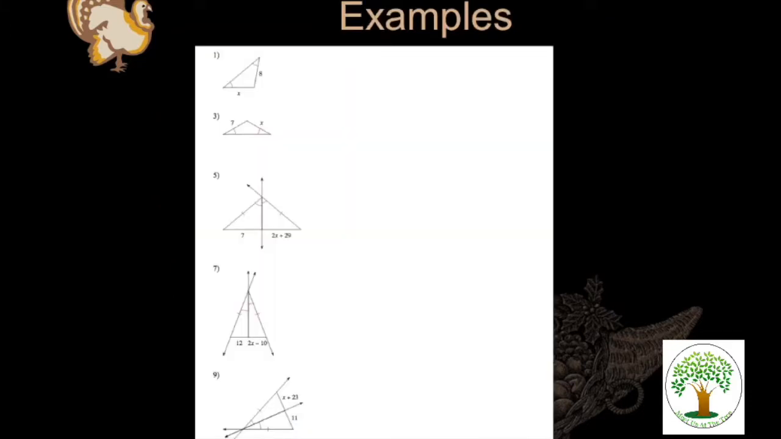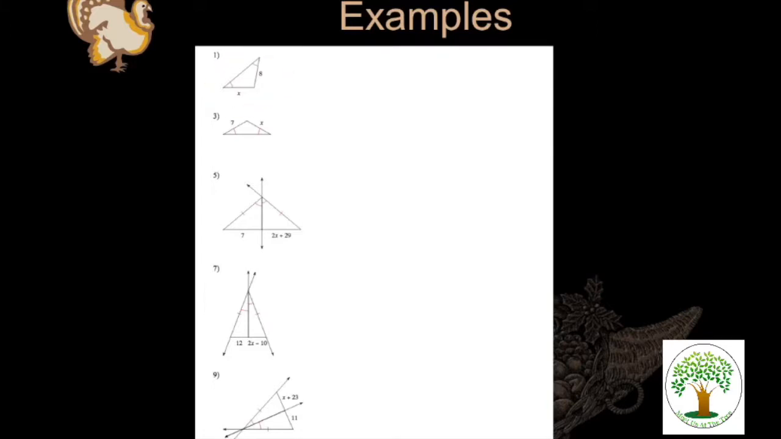All right, let's do some examples. We're going to do 1, 3, 5, 7, 9 on your homework there. You'll do the odd ones, the even ones. We're going to start off with number 1 right here.